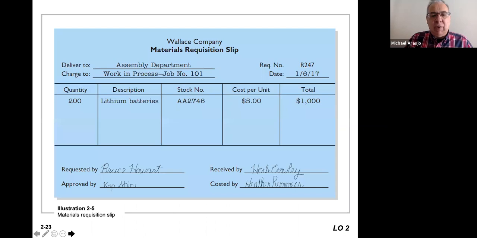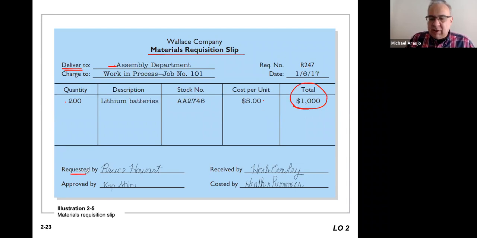So here we have the materials requisition slip. We need to have the materials delivered to the assembly department. Okay. What materials? 200 of these lithium batteries. Okay. They have to be delivered to the assembly department because it has to start being assembled. All right. These batteries cost $5 each. So the total amount of the requisition for these batteries is $1,000.